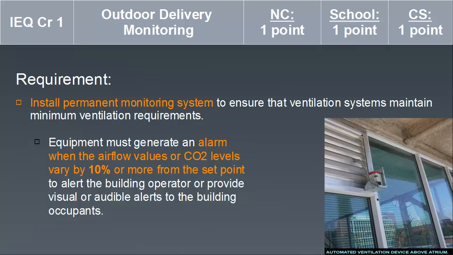The equipment must generate an alarm when the airflow values or CO2 levels vary by 10% or more from the set point, to alert the building operator or provide visual or audible alerts to the building occupants. This can be integrated with a control system as well. You can see in the image this automated ventilation device above an atrium.